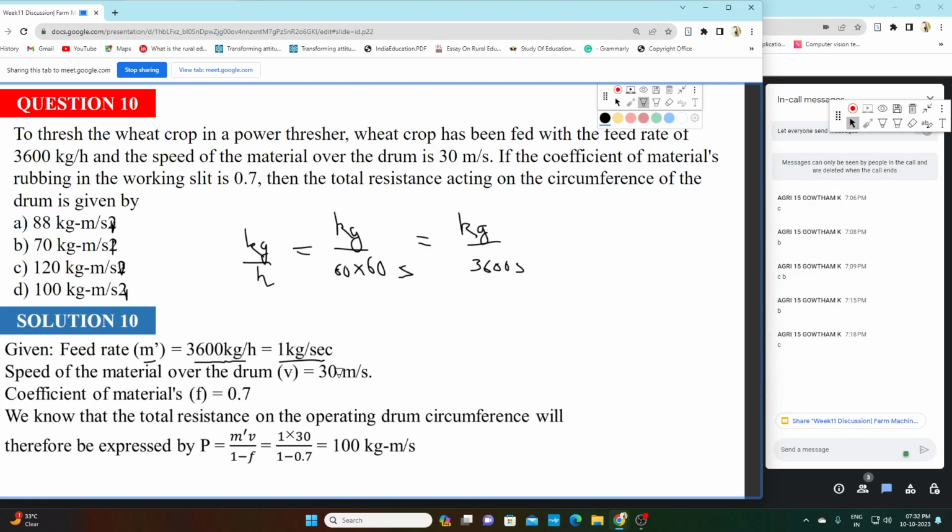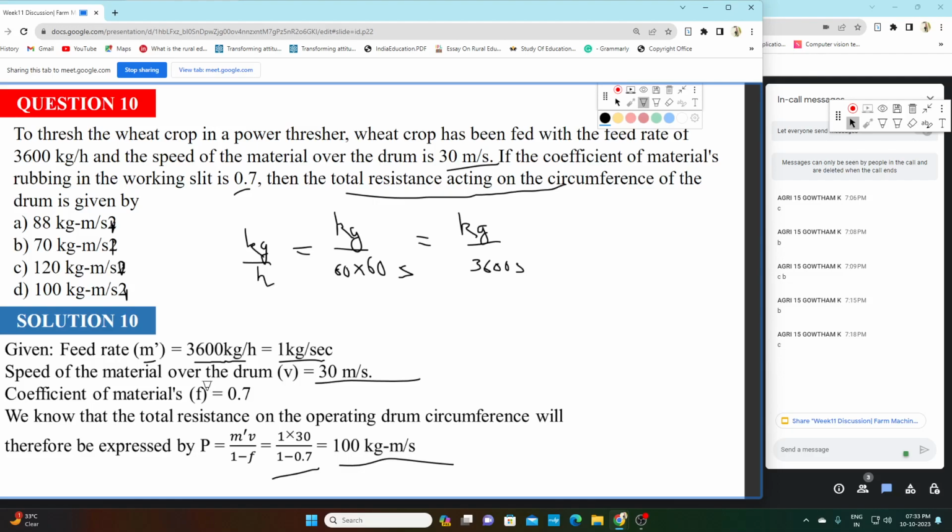Now the speed of the material is given, that is 30 meter per second. The coefficient of the material is given, that is 0.7. We have to find the total resistance acting on the circumference of the drum. The formula is: total resistance equals m dash into v divided by 1 minus f. M dash is 1 kg per second, v is 30 meter per second, and f is the coefficient of the material's rubbing in the working slit, that is 0.7. So we put in 1 into 30 divided by 1 minus 0.7.